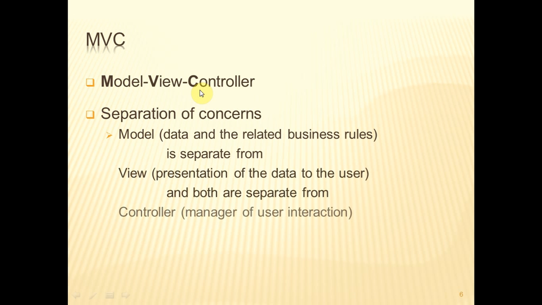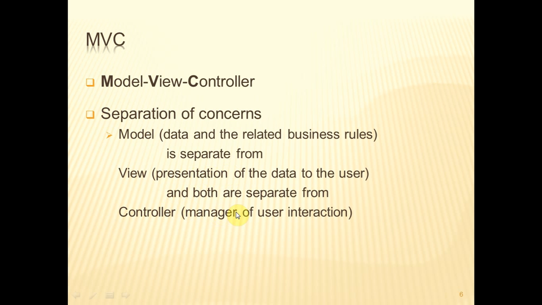So the model will deal with the data and the related business rules for updating and retrieving that data. And that is separate from the view, whose job it is to present that data to the user. And both of these are separate from the controller that manages the user interaction. So there we have the separation of concerns. We've got responsibility defined. Model is responsible for data and the related business rules. View is responsible for presentation. Controller is responsible for management.